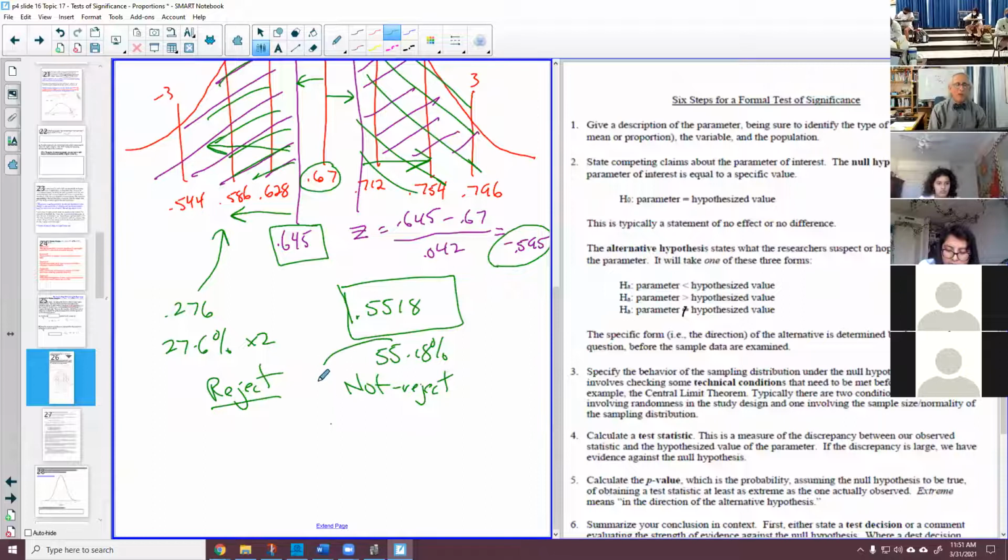This is too high of a p-value. I could have absolutely gotten that value with the null hypothesis of 0.67. So I cannot reject the null hypothesis in that case.